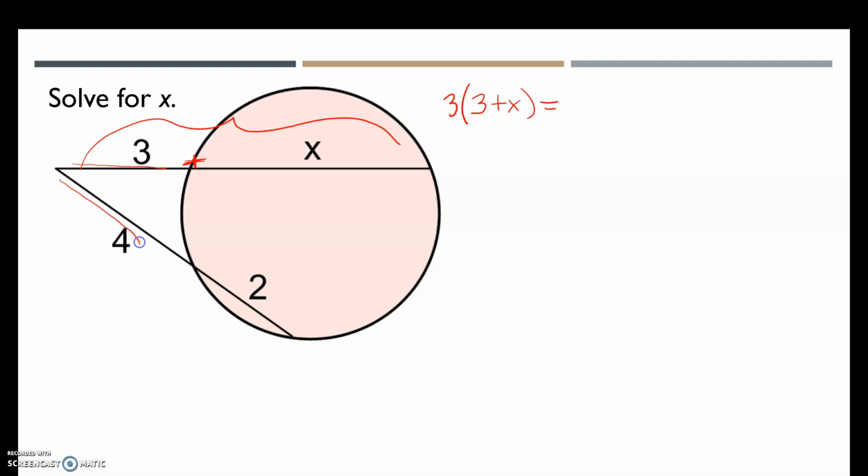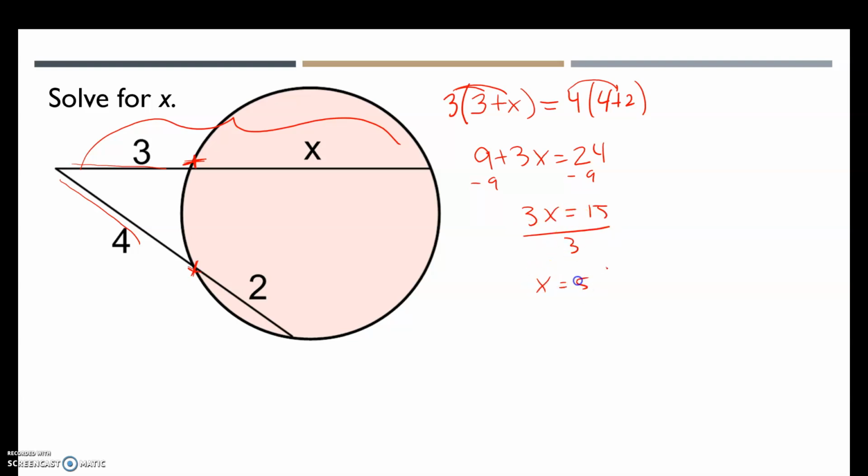My exterior is 4, and the whole thing is going to be the outside plus the inside, which is going to be 4 plus 2, or you could say 6. So now when I distribute, I'm going to multiply these guys, and I'm going to get 9 plus 3x, and that's going to be equal to 4 times 6, which is going to give me 24. Subtracting 9 from both sides, I get 3x is equal to 15, which means x is equal to 5. So that's when I have two secants, the exterior times the whole.